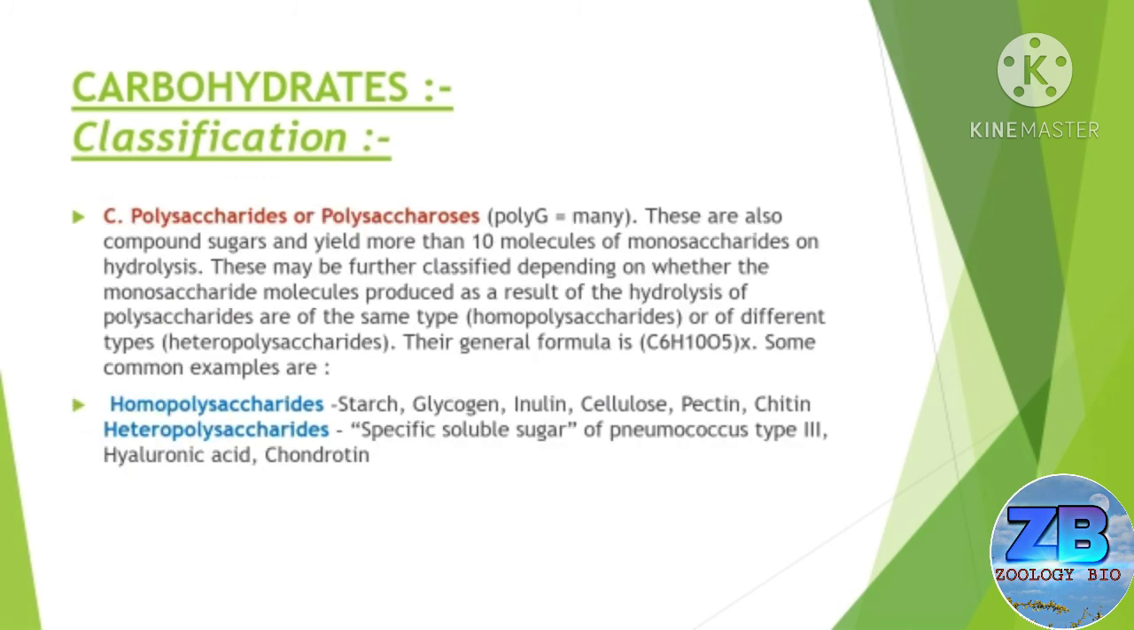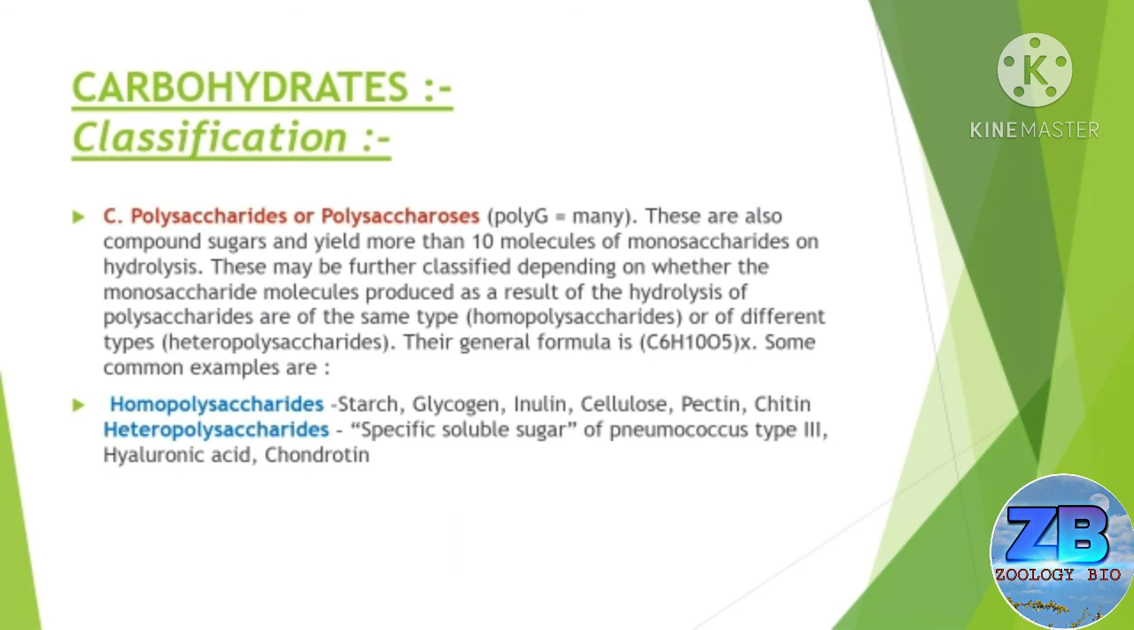And now the last or third group of carbohydrates is polysaccharides. It derives from the Greek word poly, that means many. These are also compound sugars and yield more than 10 molecules of monosaccharides on hydrolysis. These may be further classified depending on whether the monosaccharide molecules produced as a result of the hydrolysis of polysaccharides are of the same type, homopolysaccharides, or of different types, heteropolysaccharides.